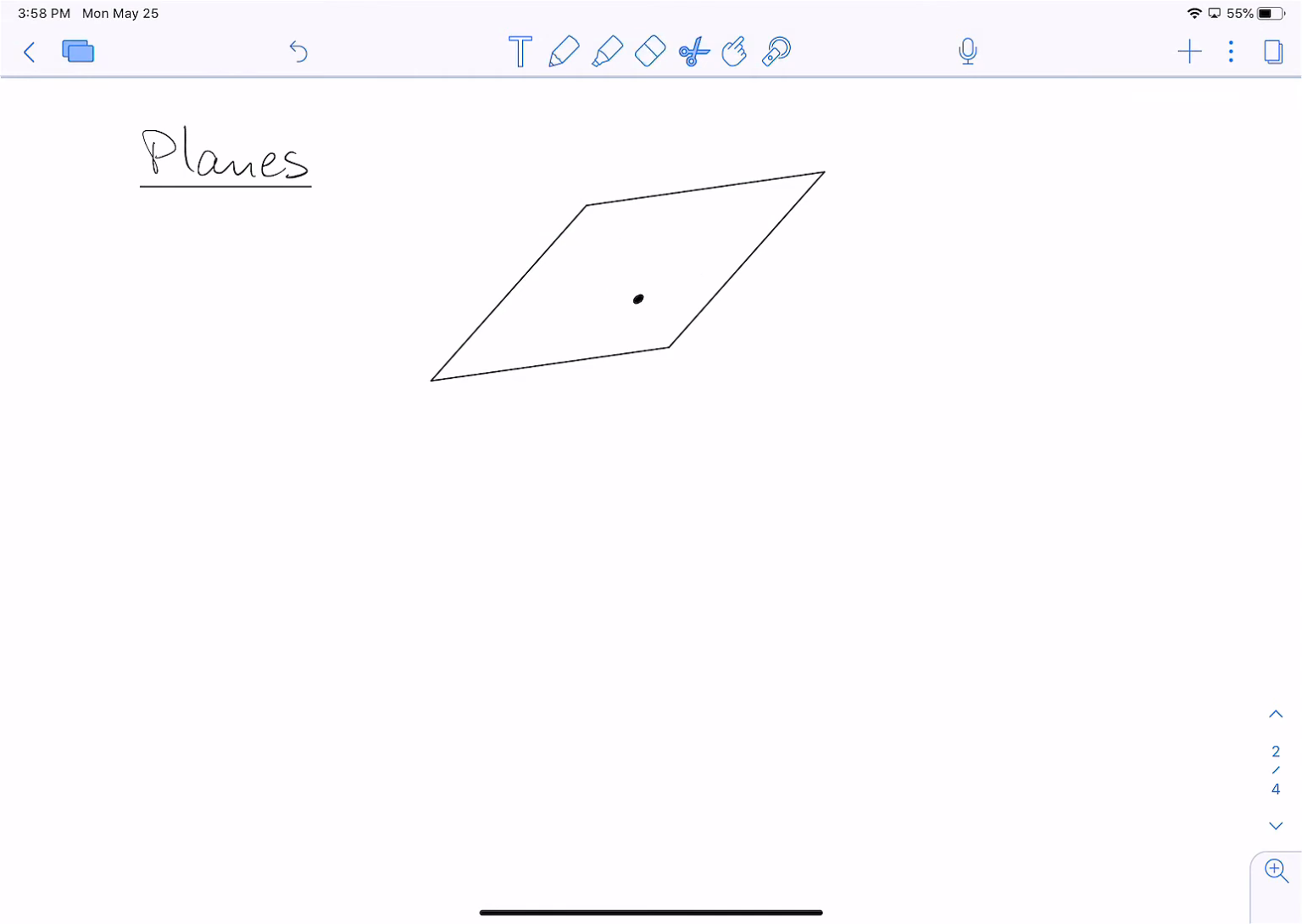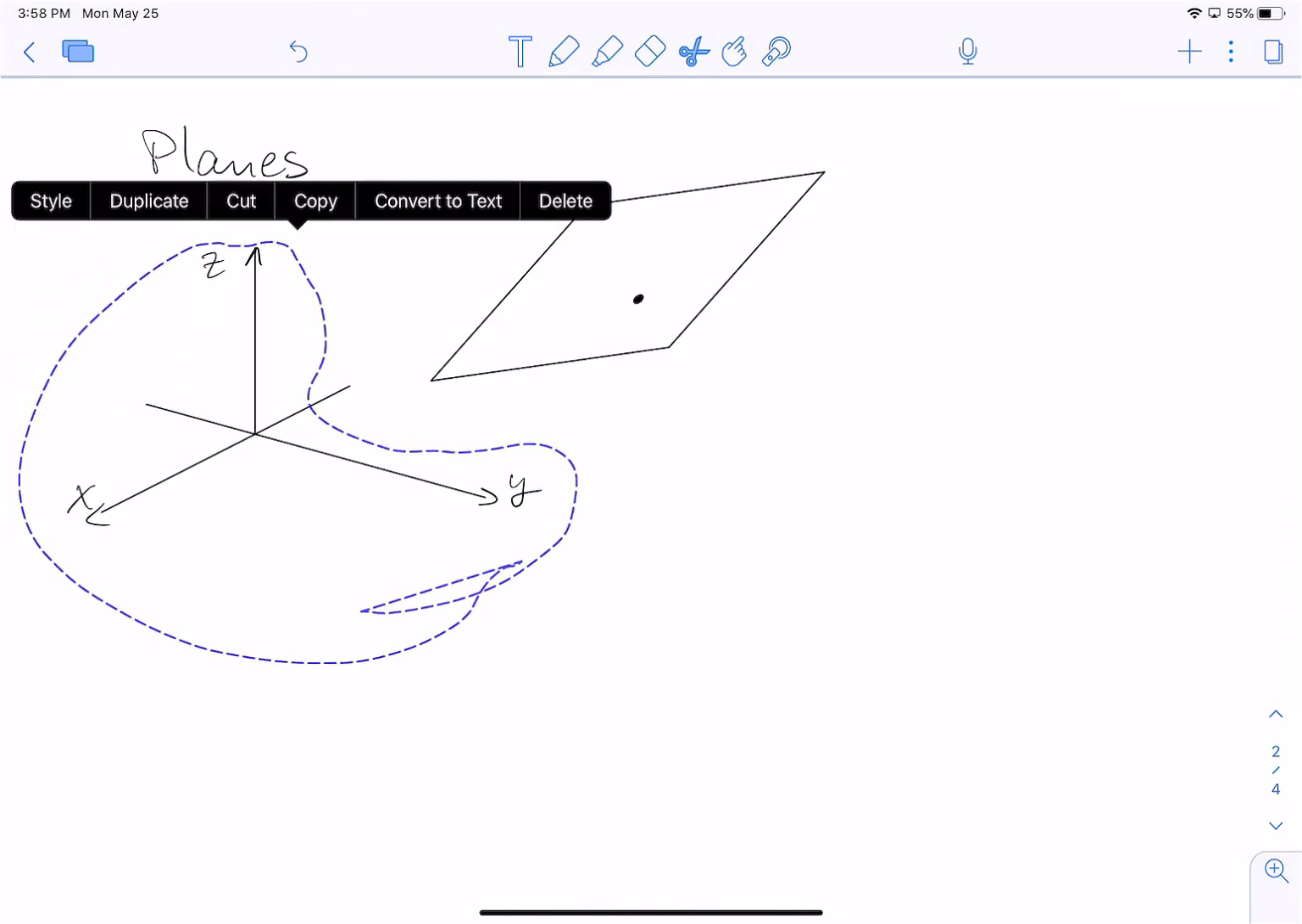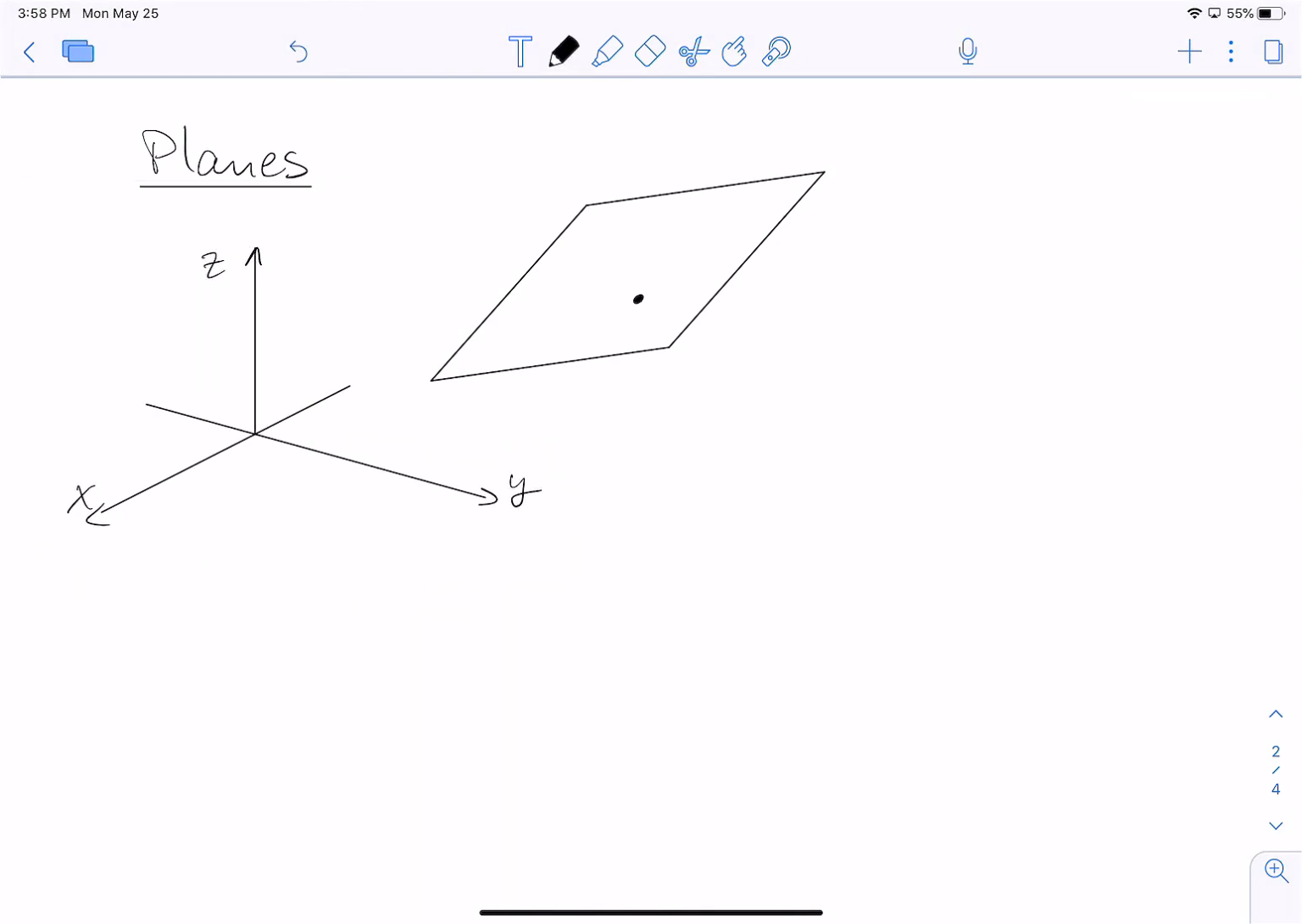So rather than do that, what we're going to do is set up a coordinate system, and we're going to use vectors. We'll say that the vector in standard position r sub 0 corresponds to a fixed point on the plane, and so we'll say that r sub 0 is x naught, y naught, z naught.